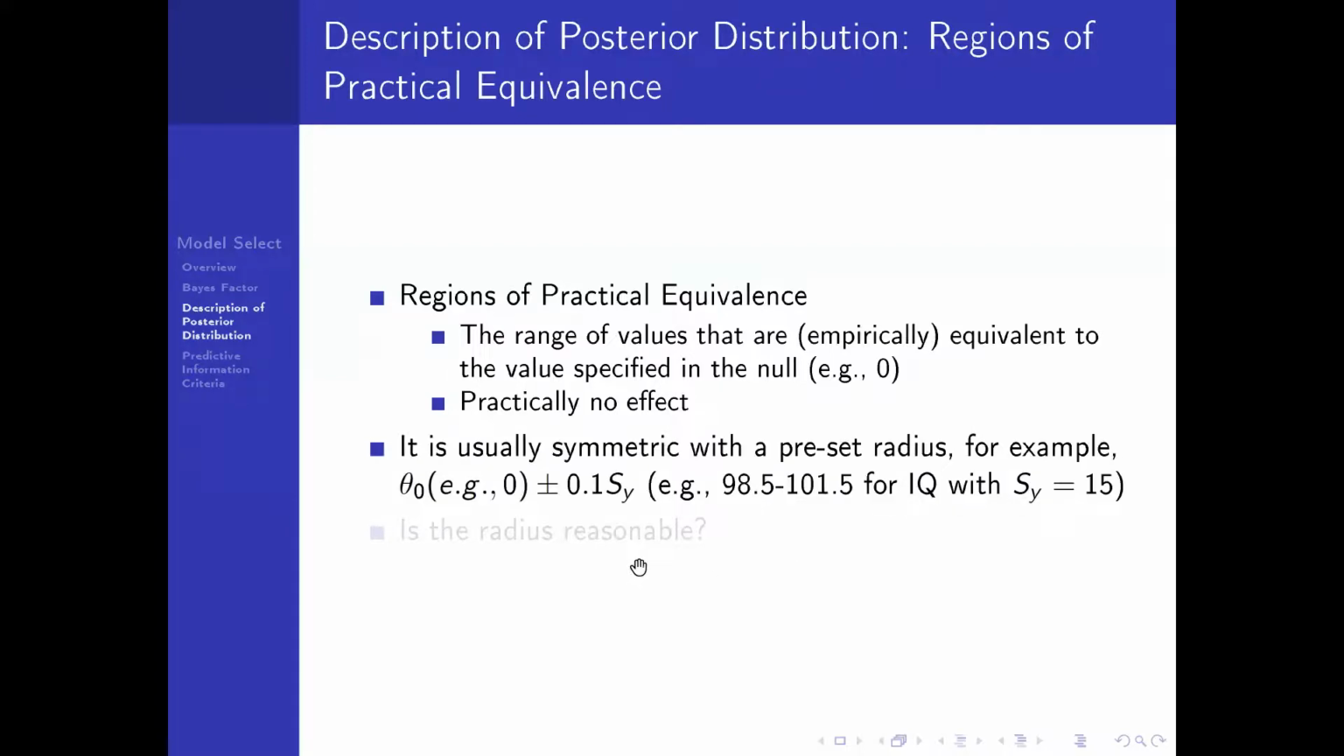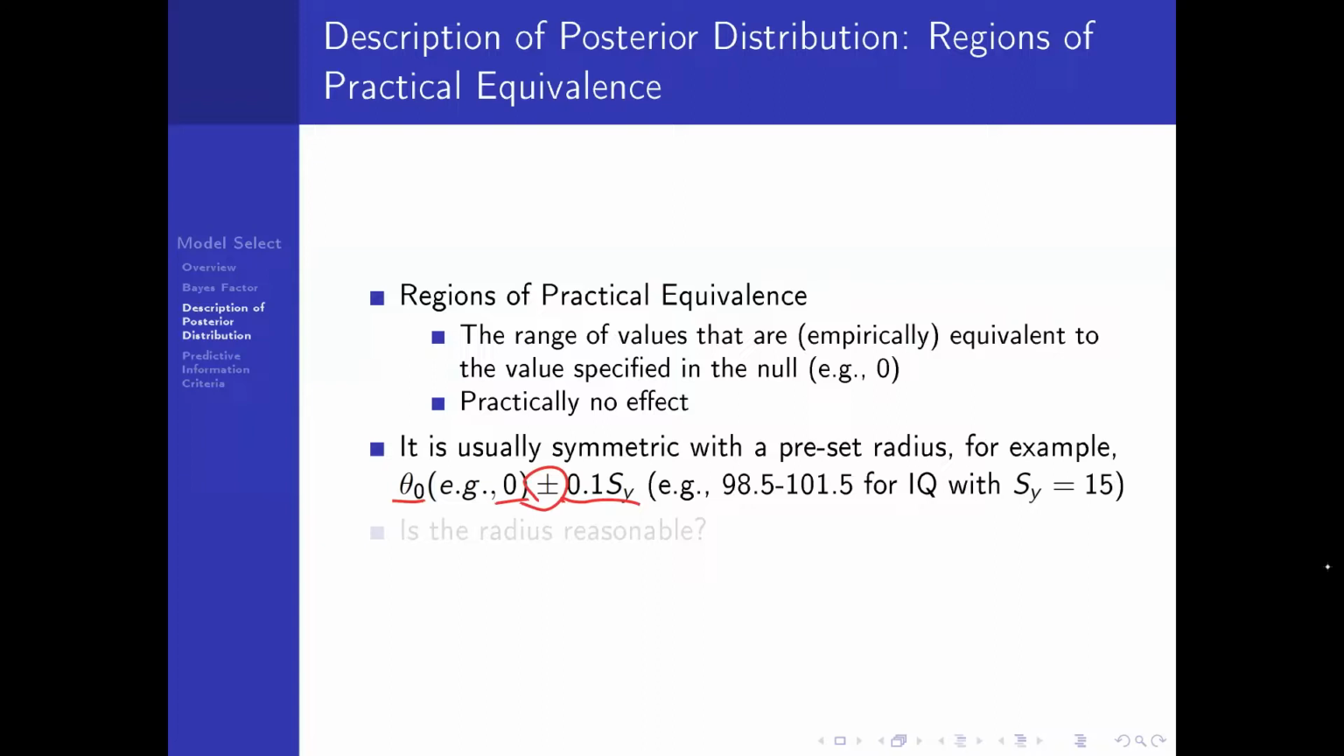And it is usually symmetric with a preset radius. For example, let's say the null value, theta 0 here, is 0. We say the effect for a parameter is 0, the null value, okay? Then with plus or minus 1/10 of standard deviation, within that range, if theta falls within that range, then we argue that it is practically equivalent to 0, or no effect.